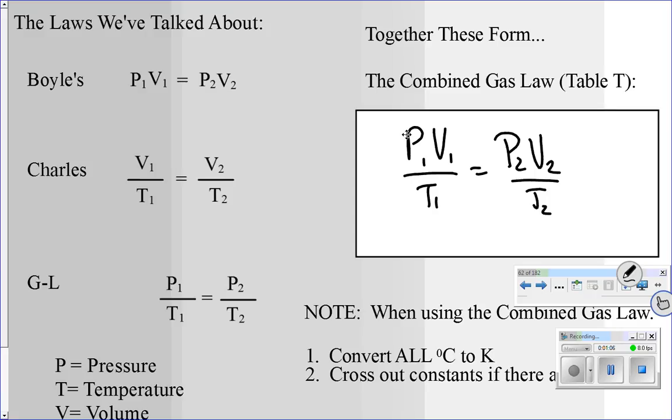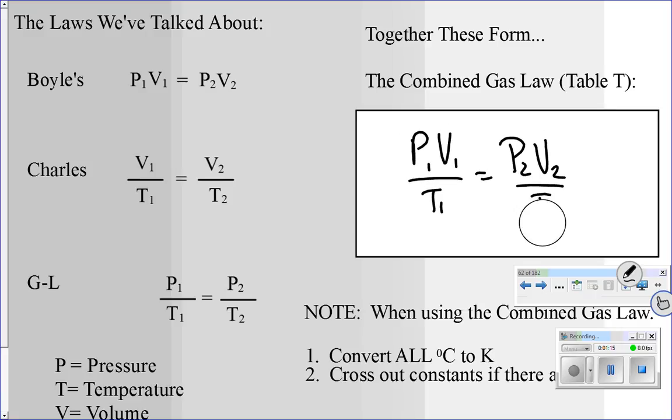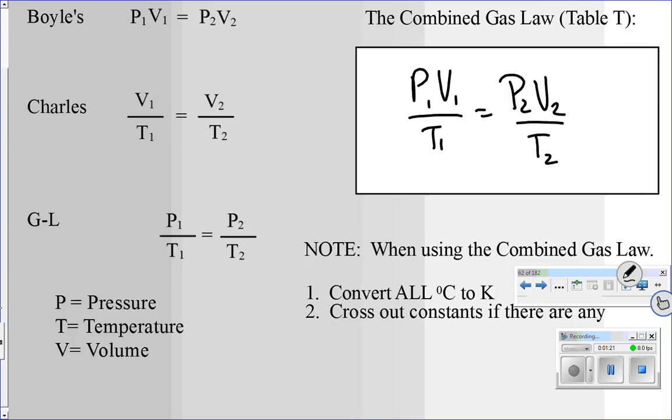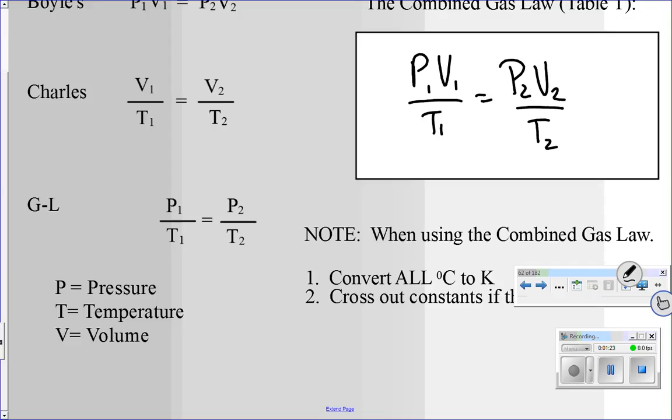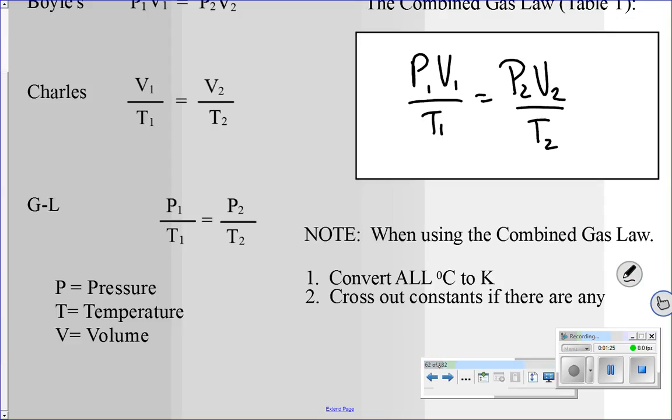What this means is that if you have an initial set of conditions and a final set of conditions for a sample of a gas with a fixed number of moles, you can multiply these things and they will come out equal. What's nice about this law is it also allows us to cross out something that is constant if we need to. So we'll talk about what that means in a minute.